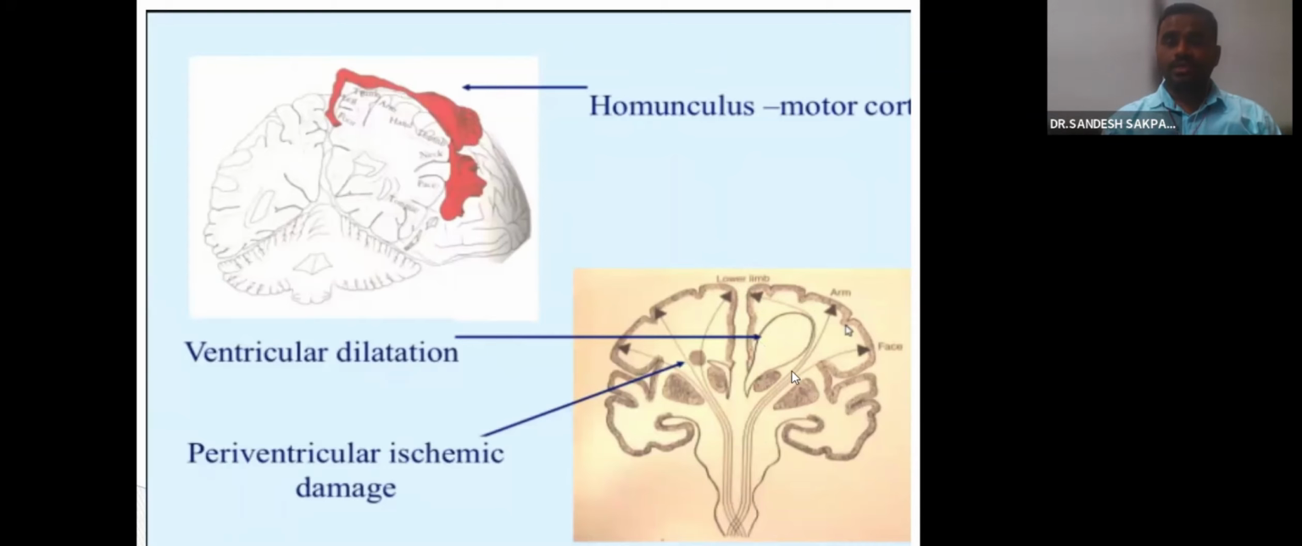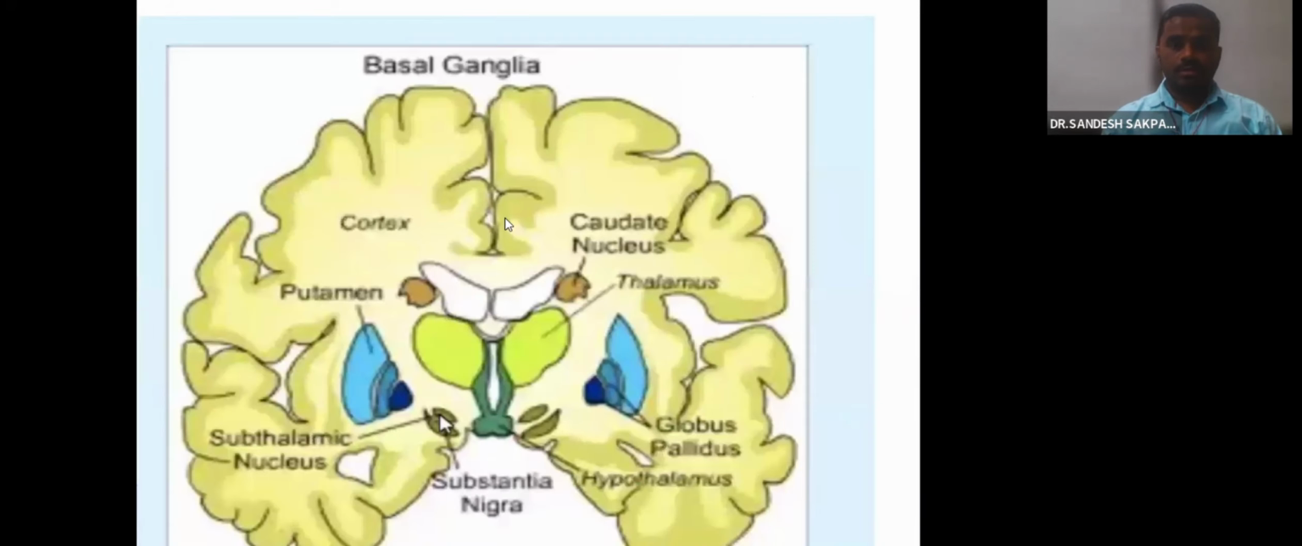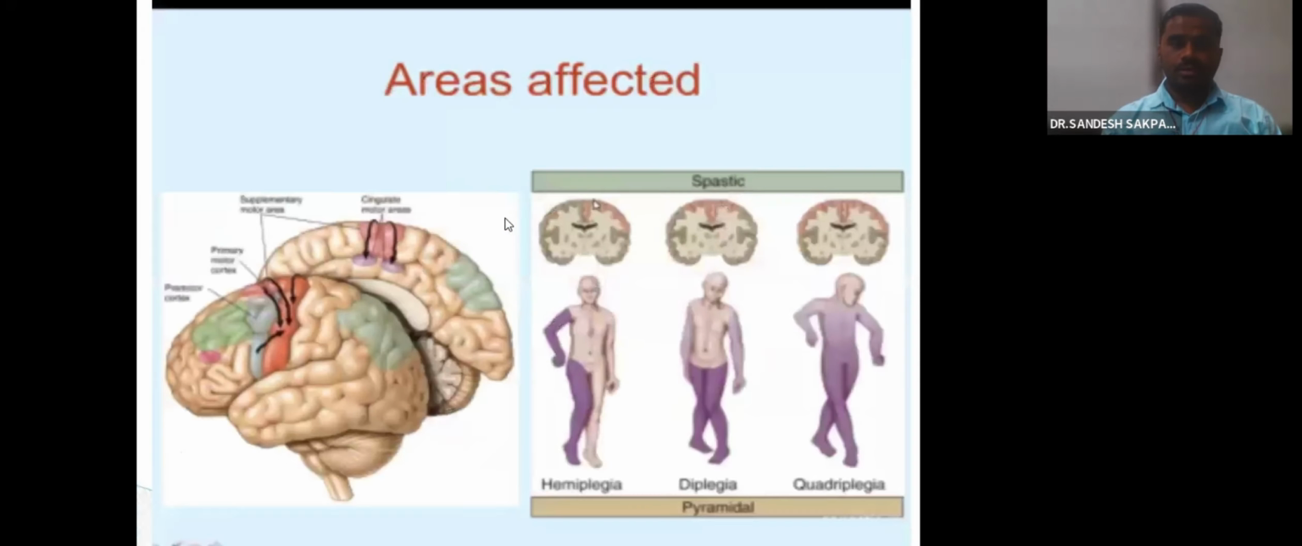So whenever we see this, in periventricular leukomalacia or periventricular issues, the lower limbs are more affected. So in spastic diplegia, we see this. So we have to be very cautious to know whether the periventricular area is damaged or not. Then we have seen this. So whichever area is affected, accordingly we see the affection of the brain. So mainly in hemiplegia, we see one side of the body. In diplegia, we see the periventricular area is affected.